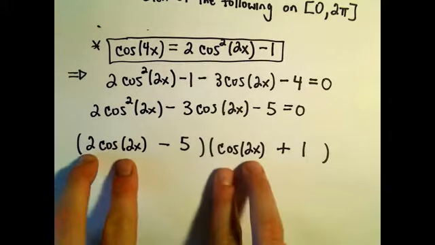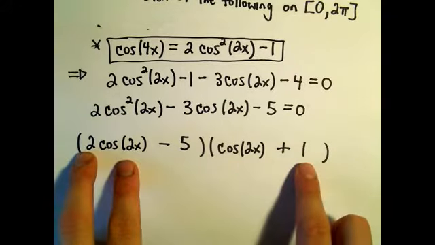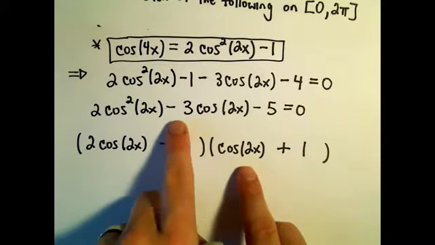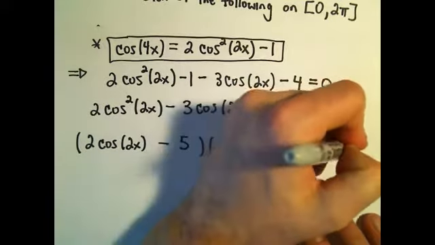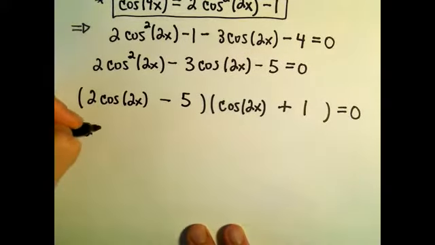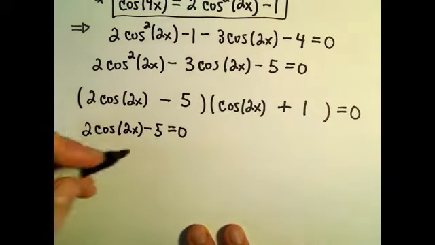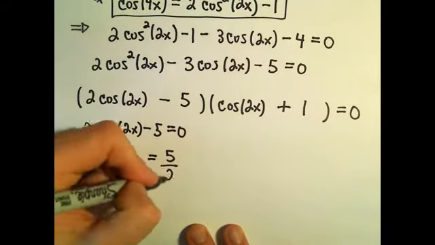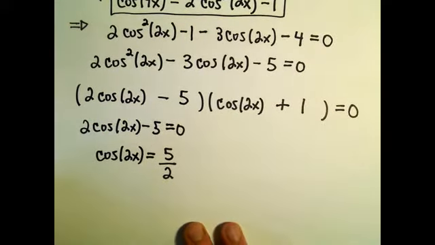So if we distribute, and you can always write this all out, we'll get 2 cosine squared of 2x. We'll get a positive 2 cosine 2x, but then we'll get a minus 5 cosine of 2x, which will give us our negative 3 cosine of 2x, and then we'll get our negative 5. So, hey, this looks like a correct factorization to me. What we're going to do now is take each factor and set it equal to 0. So 2 cosine of 2x minus 5 equals 0. I'm going to add 5 to both sides, and then we can divide by 2. So we would get cosine of 2x equals 5 over 2.